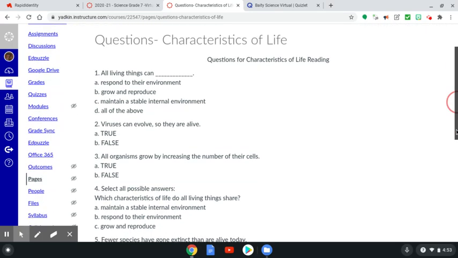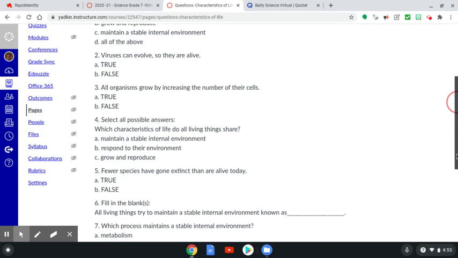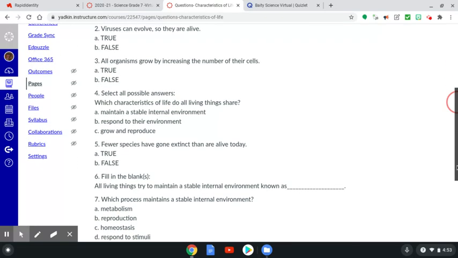And they can change based on their conditions that they're exposed to. Number three, all organisms grow by increasing the number of their cells. That is false, because single cell organisms do not increase the number of their cells, they just divide to create a new cell.